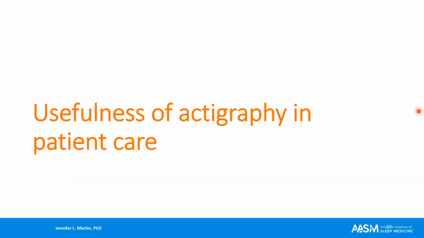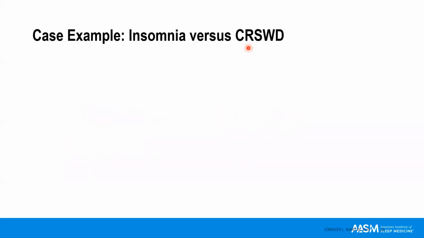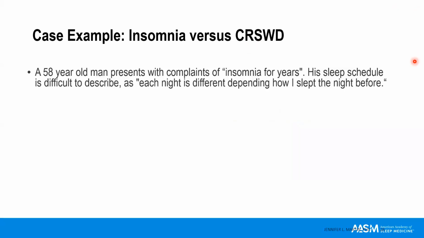So I'm going to shift gears again and talk about the usefulness of actigraphy in patient care. Here's an example. This is a patient that came in, and we were wondering whether this person had insomnia or a circadian rhythm sleep-wake disorder. He's a 58-year-old man who came in with a complaint of insomnia for years. He said his schedule is difficult to describe. Each night is different depending on how he slept the night before, which is something we hear a lot from patients with insomnia.